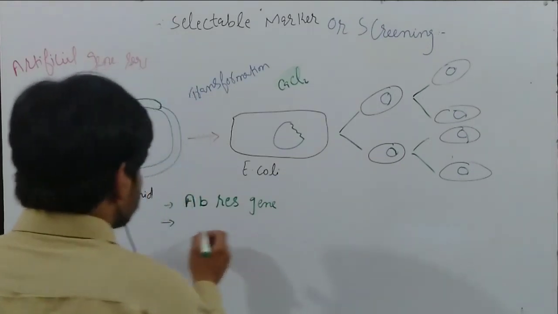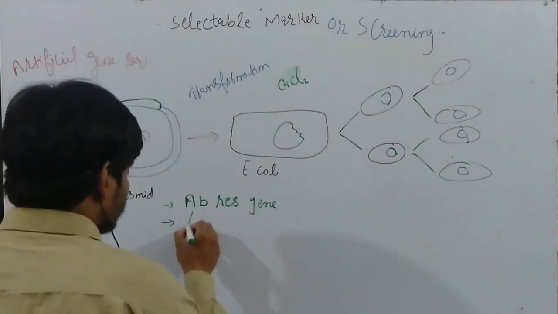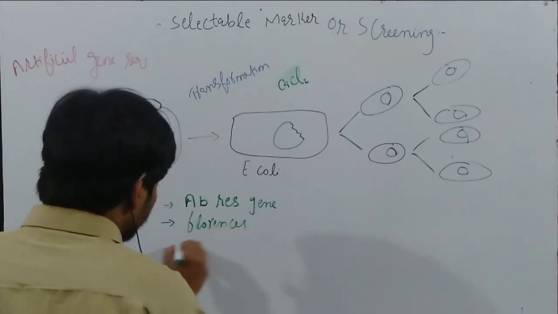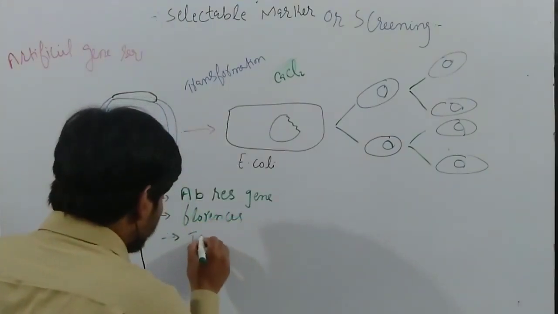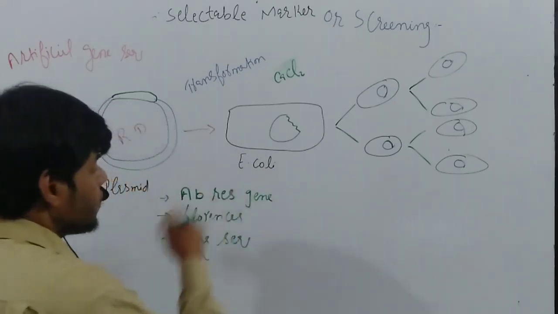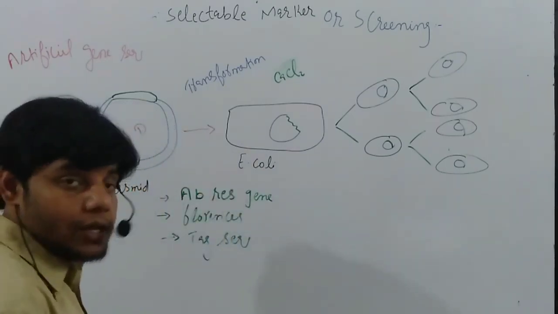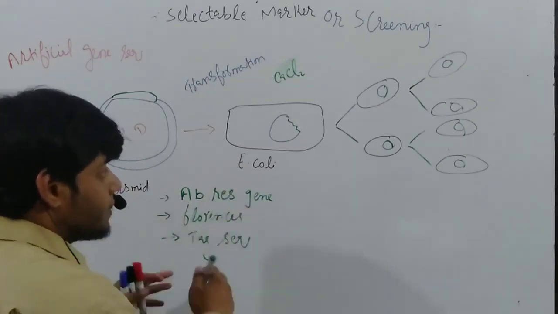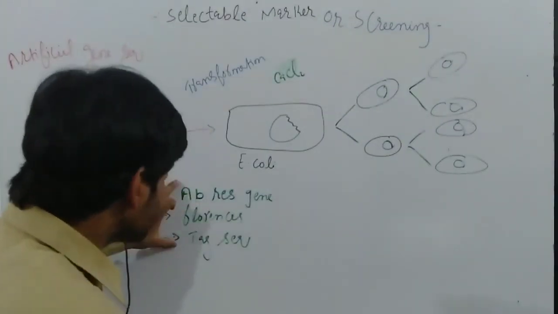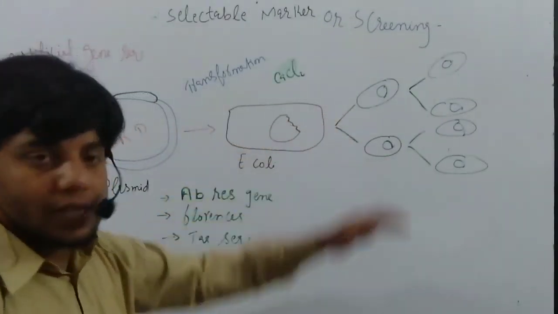We use antibiotic resistance genes. We use fluorescence, color fluorescence. We use tag sequences. Okay, so these are the selectable markers, and these are the main things due to which we can identify our gene of interest. Now by using each selectable marker, we can easily identify.